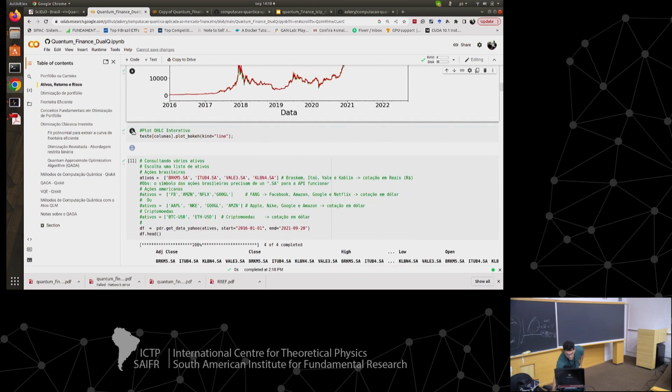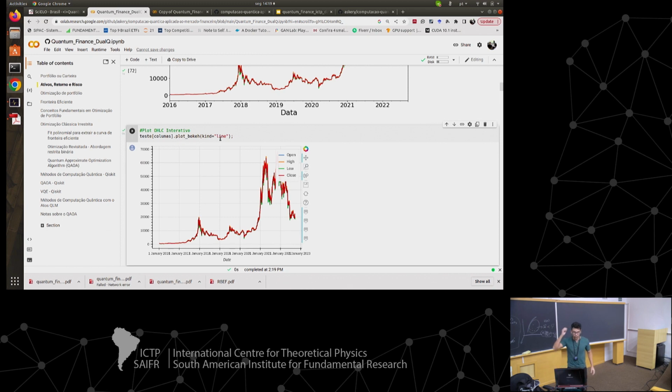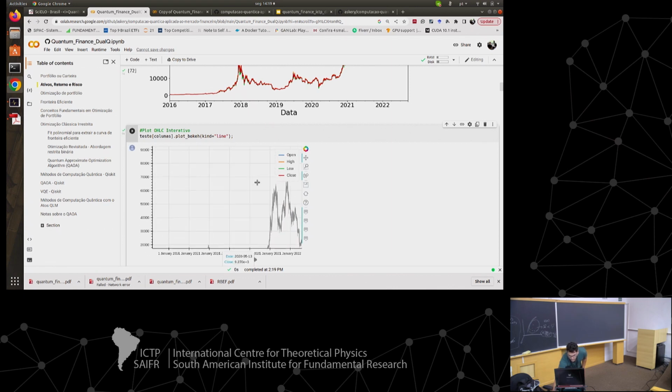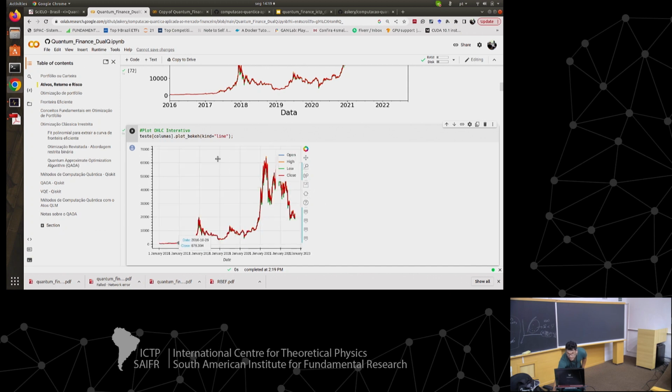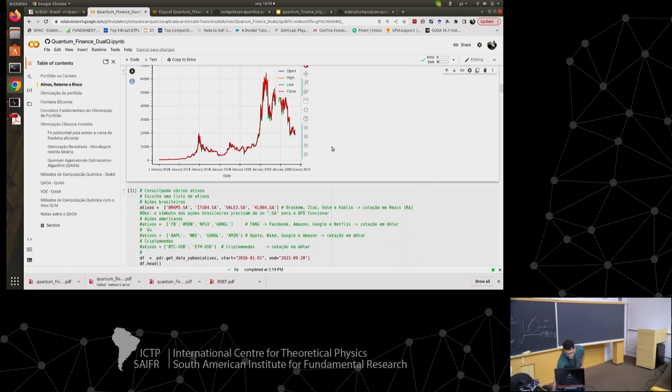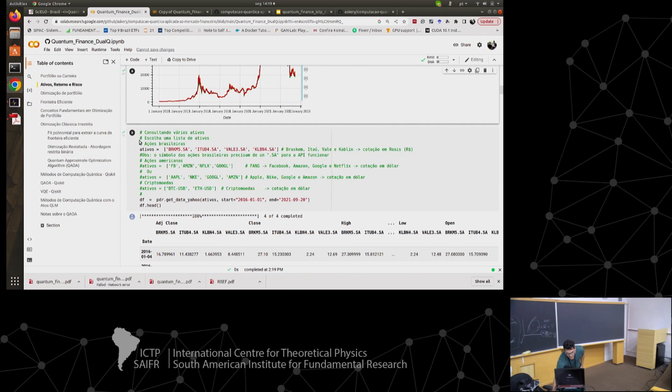Here, I like this book API because you can make interactive plots. You can zoom, for instance. You can check. Then I like this, but it's just for fancy plots. It's the same information as the previous one. Here is where I decide the stocks.